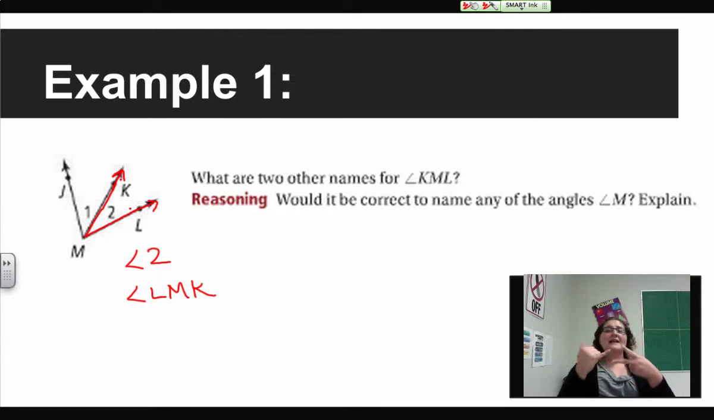Now it asks, would it be correct to name any of the angles angle M? Explain. Well, if I had called angle 2 angle M, could you be sure that I'm talking about angle 2? Or if I said angle M, could I be talking about angle 1? Or could I even be talking about angle JML? Anytime angles share a vertex, you have to be more specific when you're labeling them, because just saying angle M, your reader doesn't know which angle you're talking about. So make sure that you're specific.